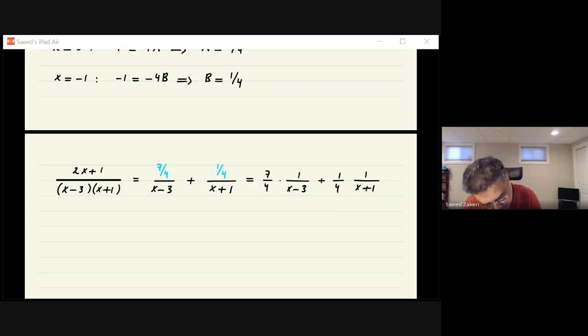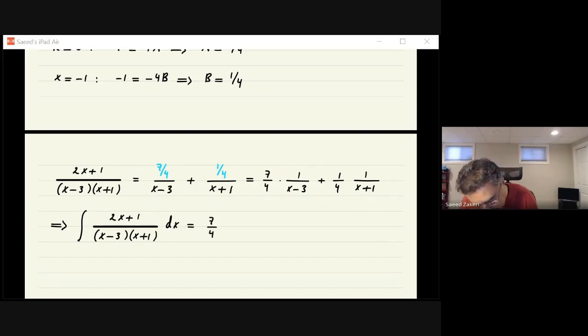And therefore, the integral of this guy dx is 7/4 the integral of 1 over x minus 3, which is ln of absolute value x minus 3, plus 1/4 of the integral of 1 over x plus 1, which is ln of absolute value x plus 1. At the very end, we put a plus C.